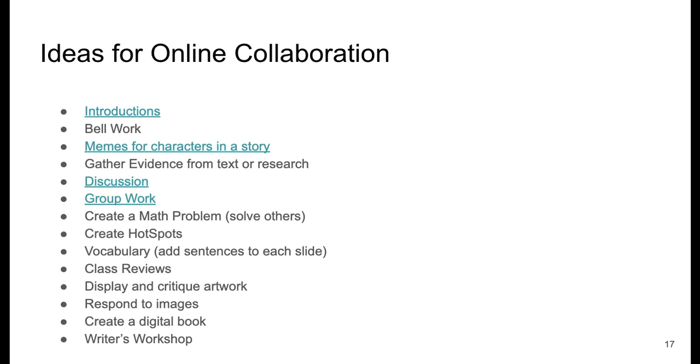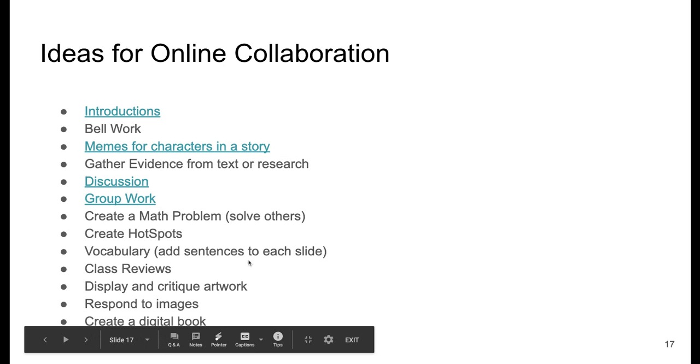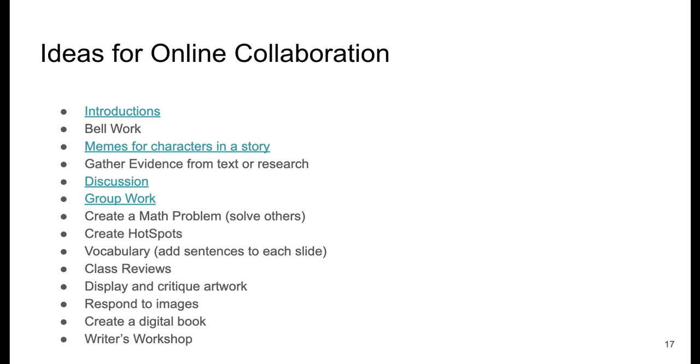Here are some ideas for online collaboration. You could have them make memes for characters in a story or a topic in your history class, gathering evidence from text or research, and then sharing that evidence. You could have them do an online discussion. You could have them create a math problem or solve other people's math problems. Vocabulary, have them add sentences. So you put all the words up and then have students add different sentences to each slide with a vocabulary word.